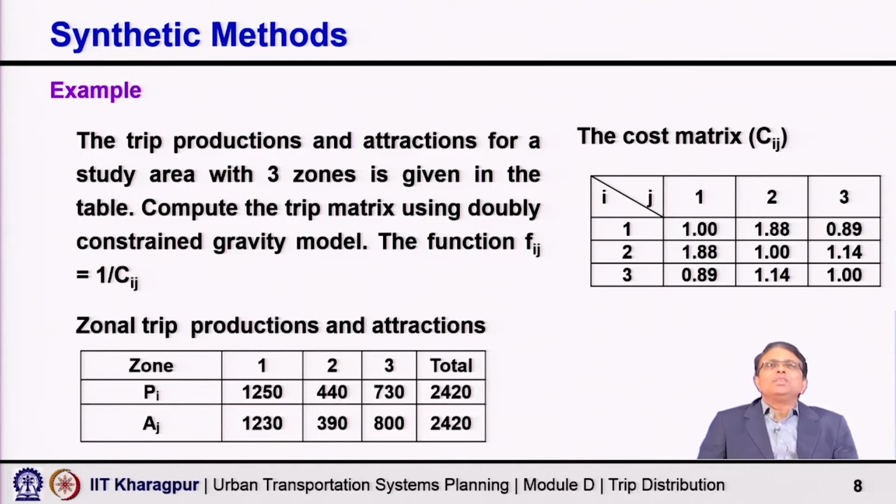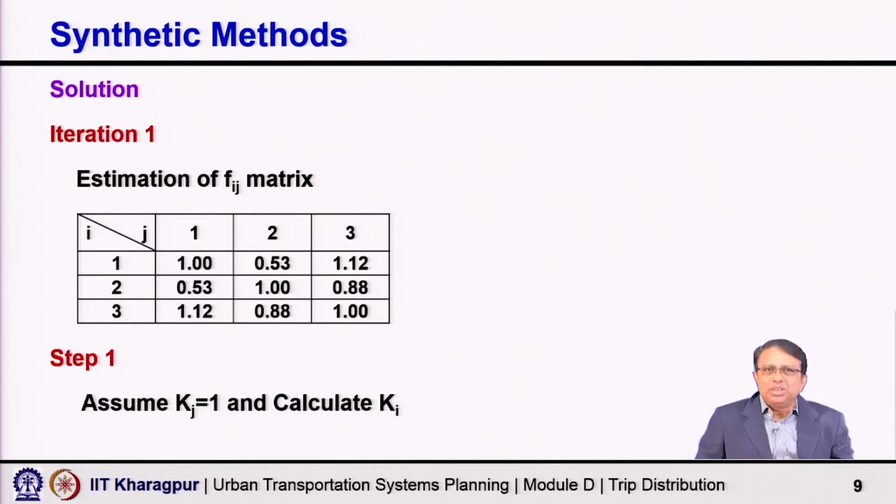But in this example, instead of directly giving the Fij values for different corresponding costs or times, one can assume that Fij is 1 by Cij, which is again logical, because when the cost is higher, the multiplier will be less, Fij will be less. When the cost is lesser, the Fij value will be higher. So, 1 by Cij is taken that way. With this we go for the first iteration.